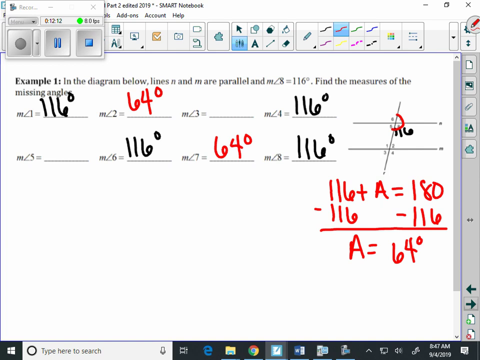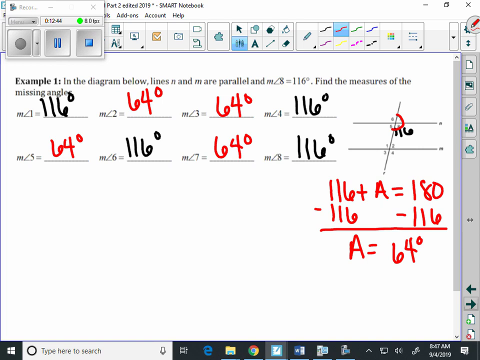Angle 7 is vertical to angle 5. And what we know about vertical angles is that they are equal. So angle 5 is 64. And angle 3 is vertical to angle 2, so angle 3 is 64 degrees.